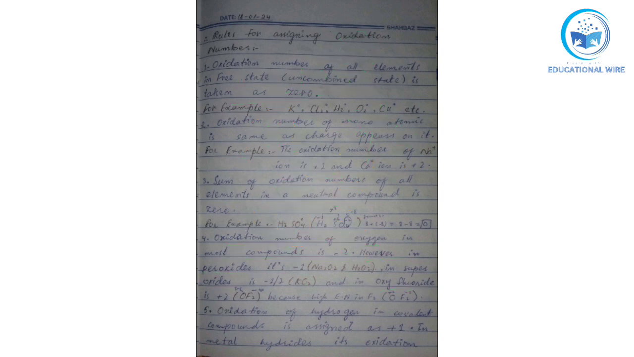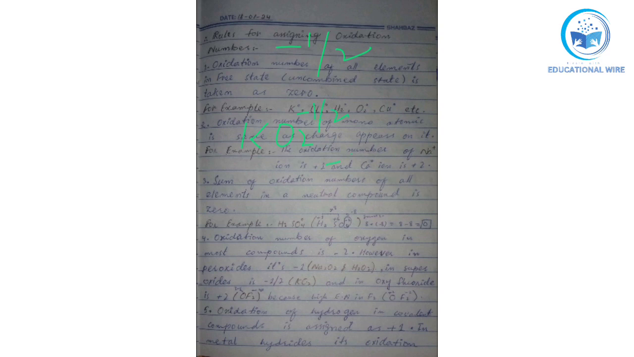Now let's talk about superoxide. In superoxide the same thing happens. As I told you, it is -1/2. So we are having KO2. This is a superoxide, so here we will use -1/2.